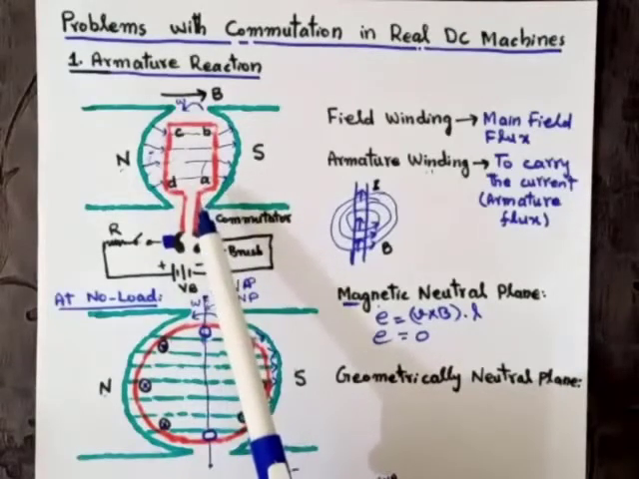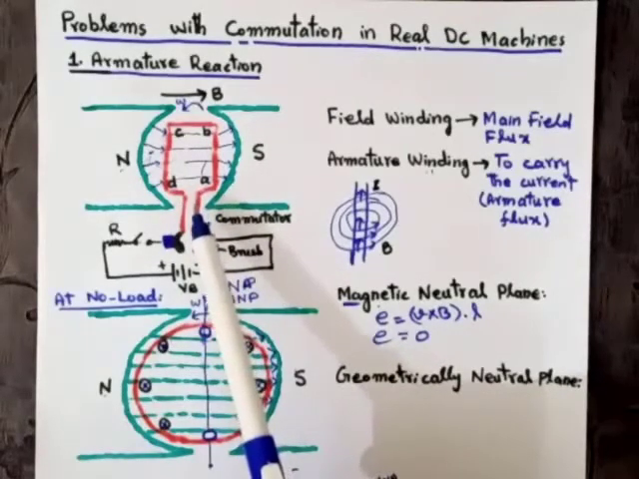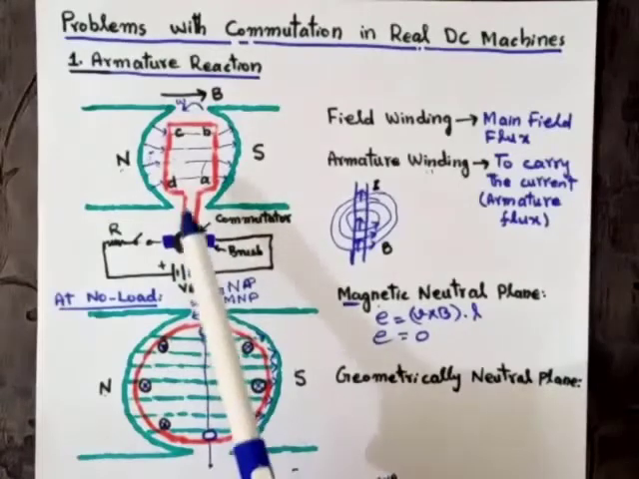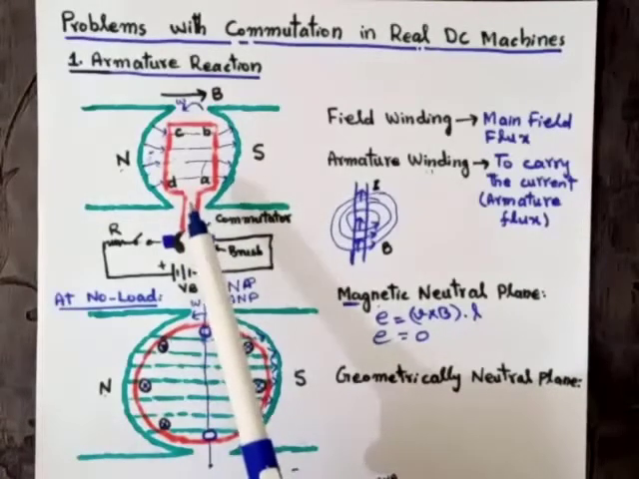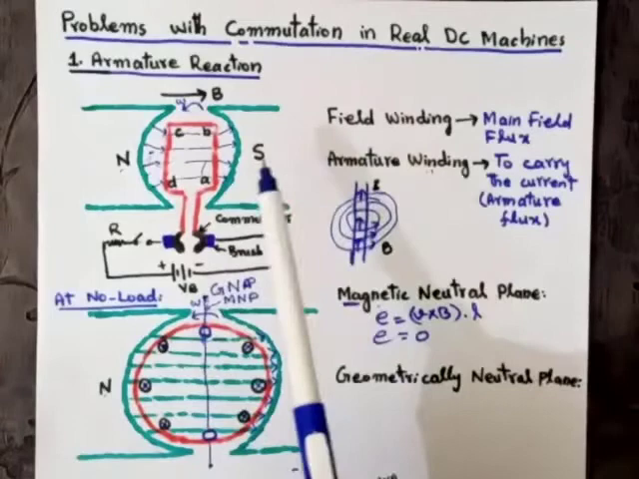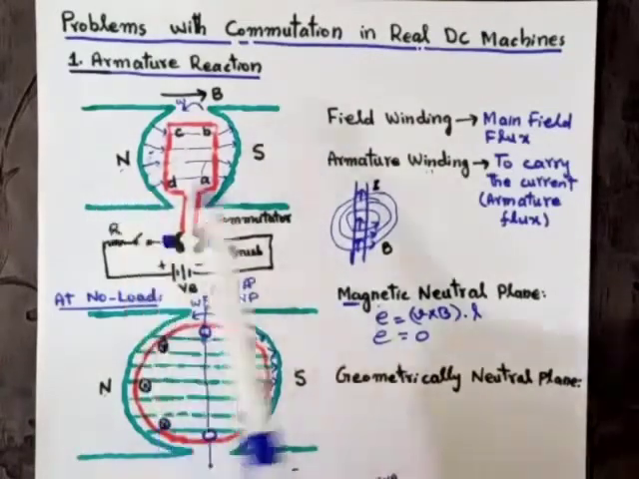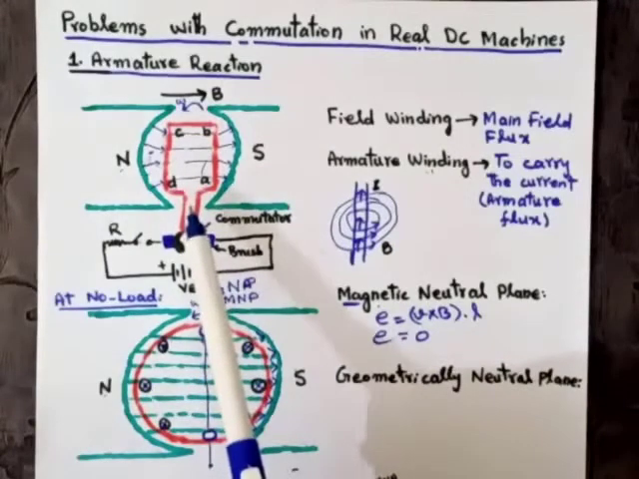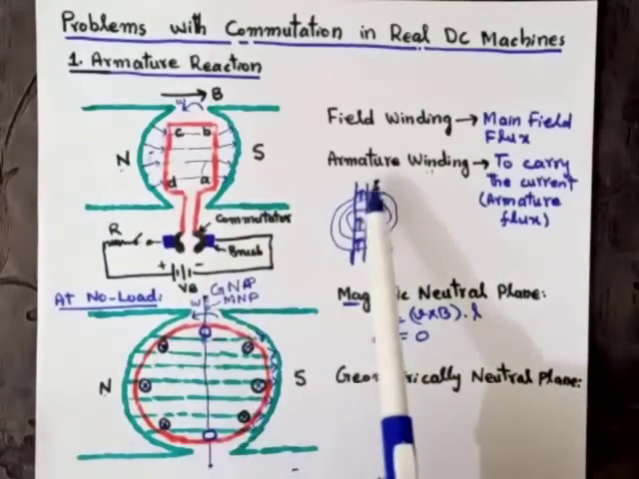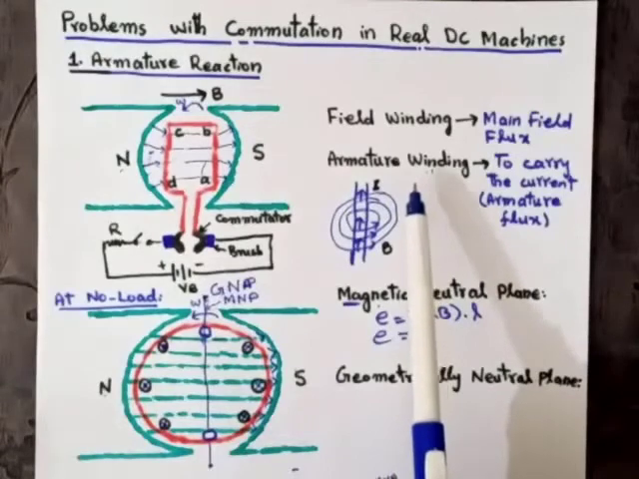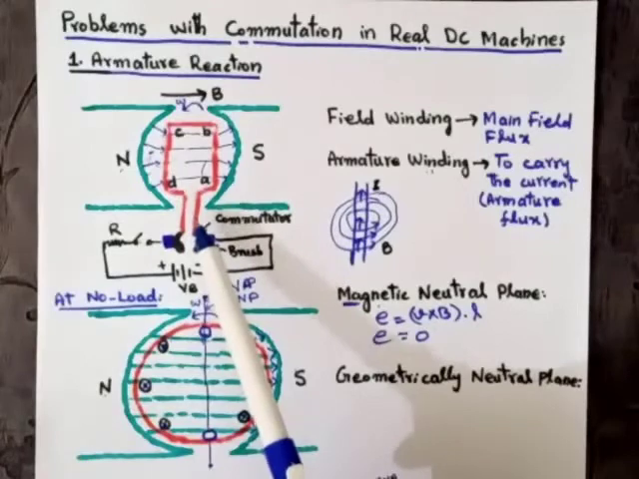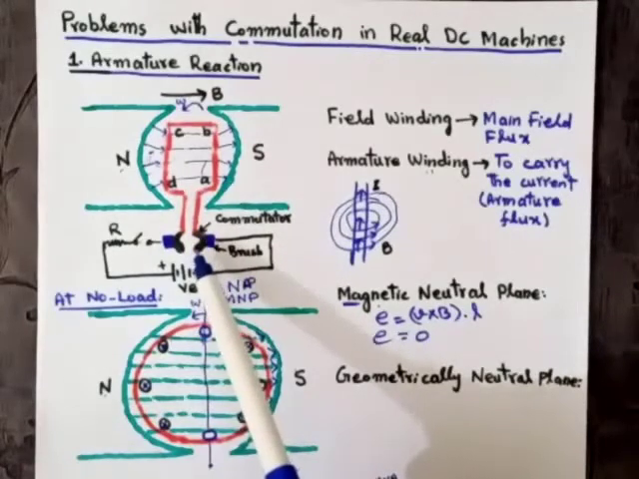Here this is the number of loops. The loops are connected with the commutator segments on the rotating part of the machine, the rotor. The winding across the static part of the machine is called the field winding, and the winding across the rotating part of the machine is called the armature winding. Here the armature winding is just the connection between the coils and the commutator segments.